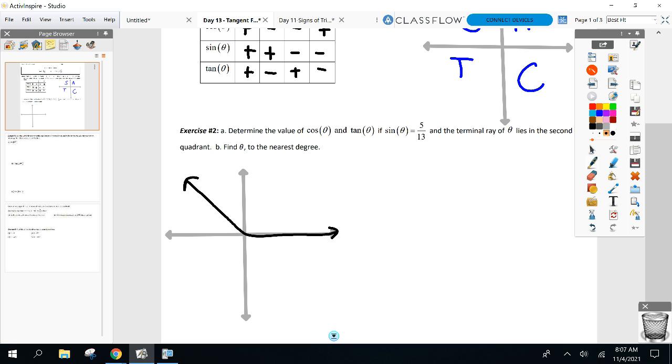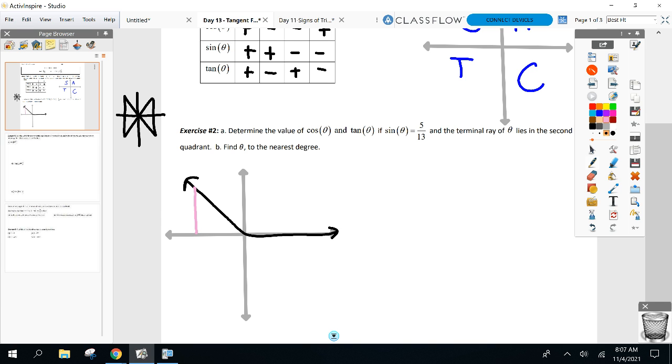Do you remember, people in your group, how to draw the right triangle in the second quadrant? If you don't remember, draw yourself a bow tie off to the side, and that'll remind you how to draw it in the second quadrant. So hopefully we are drawing a right triangle that looks like this in the second quadrant.